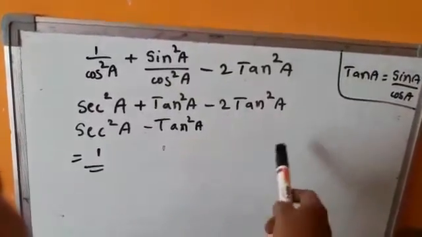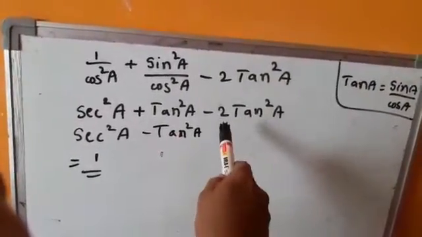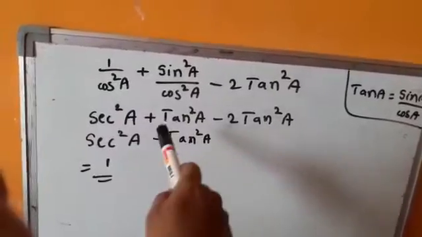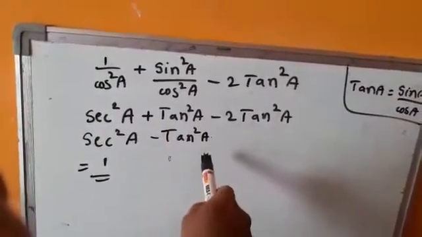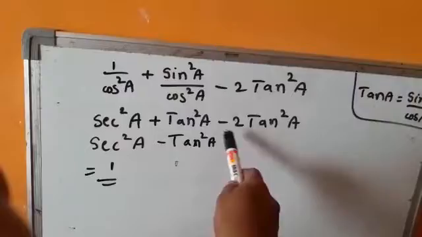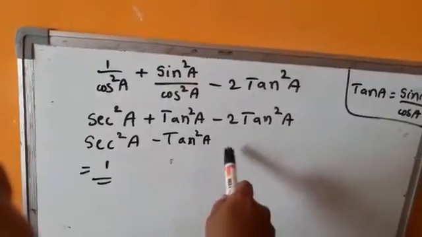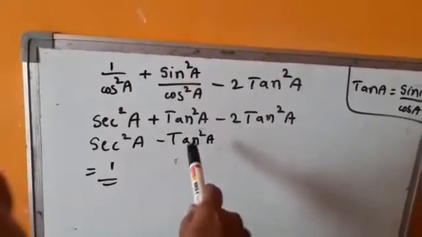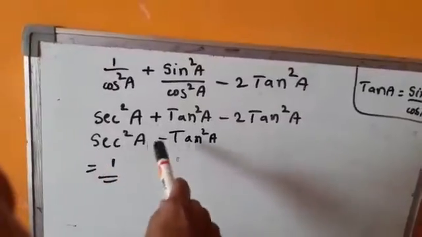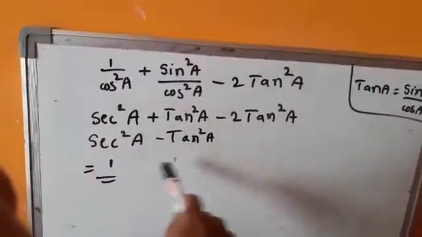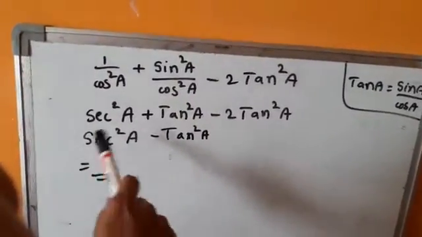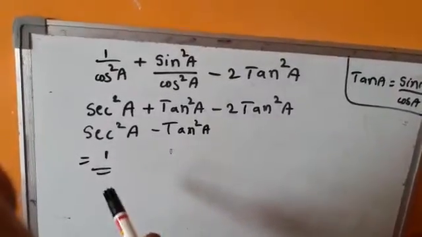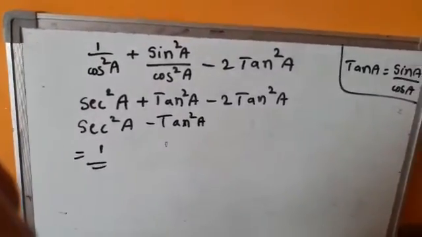We should do subtraction. Why? Because plus and minus are there. That's why 2tan²a minus tan²a, the value is tan²a, because 2 is the bigger number. That's why here we have to put minus tan²a. So sec²a − tan²a. See, sec²a − tan²a, what is the identity value? 1. sec²a − tan²a has value 1. That's why 1 is the answer.